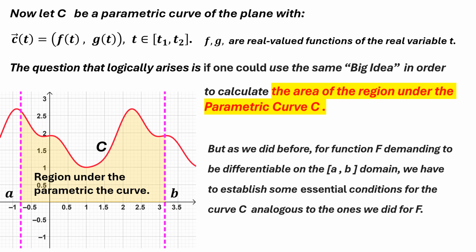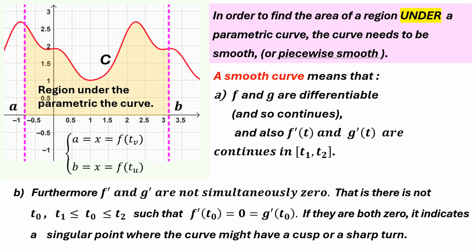But as we did before, for function F, demanding it to be differentiable on the [a, b] domain, we firstly have to establish some essential conditions for the curve C analogous to the ones we did for function F. In order to find the area of a region under a parametric curve, the curve needs to be smooth, or at least piecewise smooth.